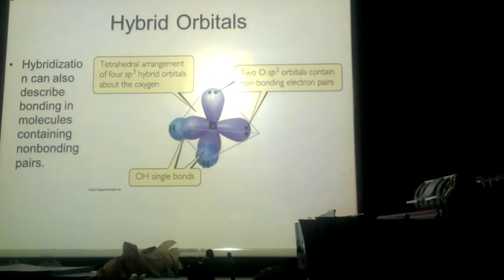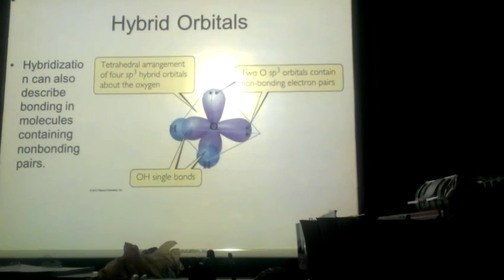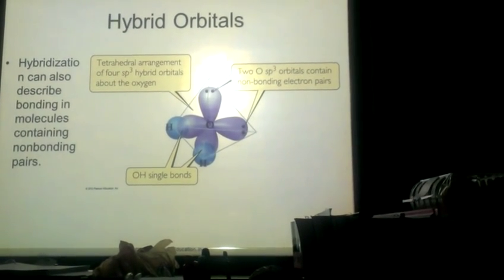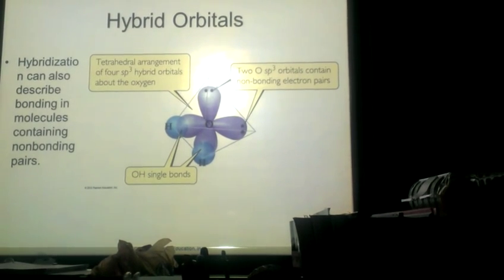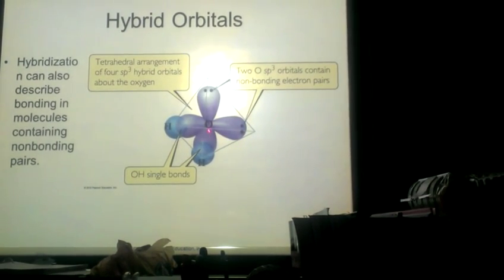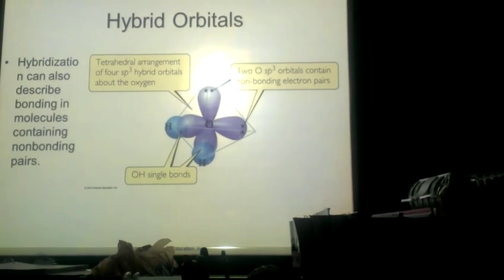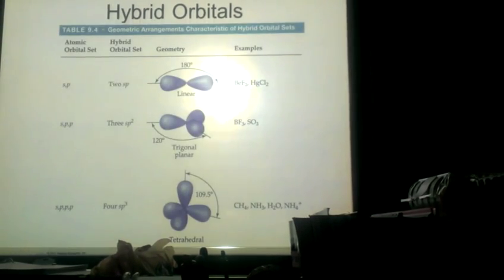Okay, so hybridization doesn't just have to be for all bonding pairs. I can also use hybridization to describe bonding in molecules that contain non-bonding pairs. It will work the exact same way. So if we're looking at, for example, water, I know that oxygen has 4 electron domains, 2 bonding and then 2 non-bonding. So water would have an sp3 hybridization about the oxygen because it has those 4 electron domains. It's in that tetrahedral electron domain geometry. So non-bonding pairs are also going to count as part of that hybridization, okay?